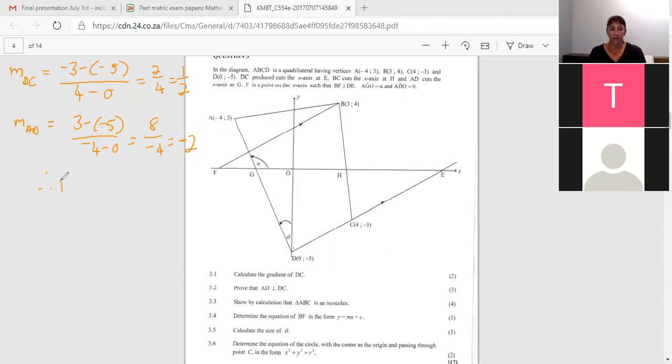So therefore, the gradient of DC times the gradient of AD is equal to minus 1. Therefore, AD is perpendicular to DC. All right, the two gradients, when multiplied, give you minus 1, and therefore the two lines are perpendicular. So that's your clue, that you needed to find the two gradients and make sure that they are opposites. In other words, when they multiply, they give you negative 1.